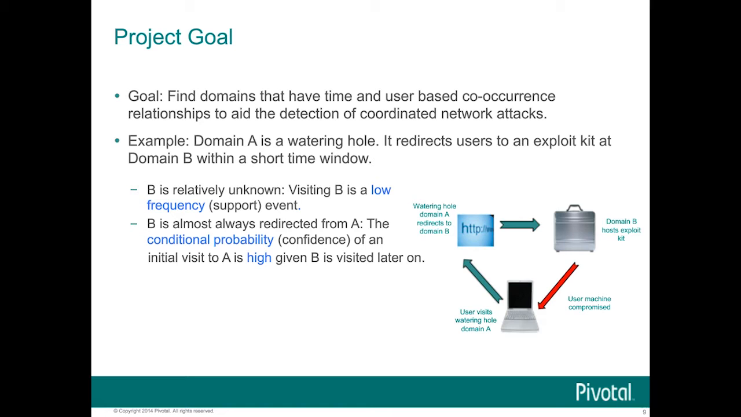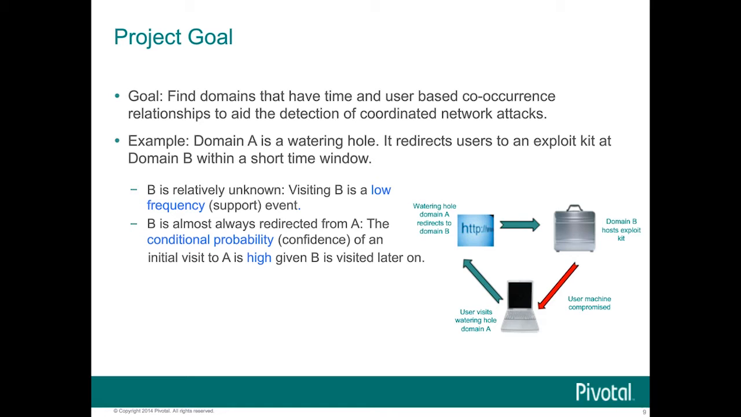So what are the characteristics of this kind of an attack, right? B is relatively unknown, so visiting B is a low frequency event. But B is almost always redirected from A. That is, the conditional probability or the confidence of an initial visit to A, given that B is visited later on, is very high. So these are some of the characteristics of watering hole attacks.